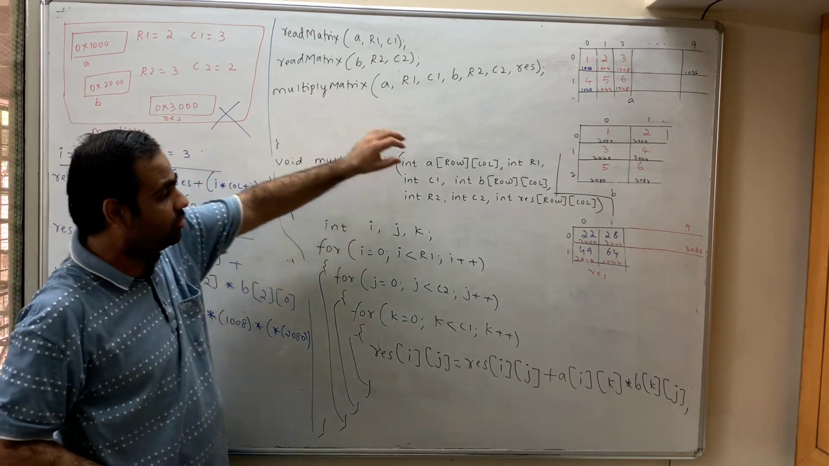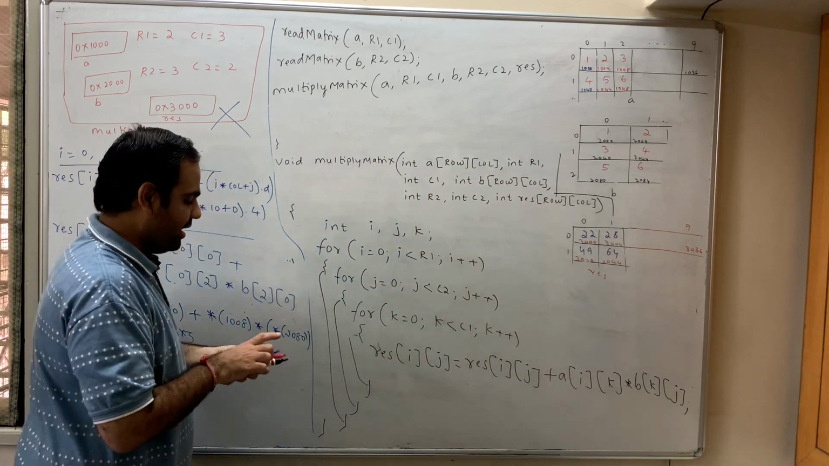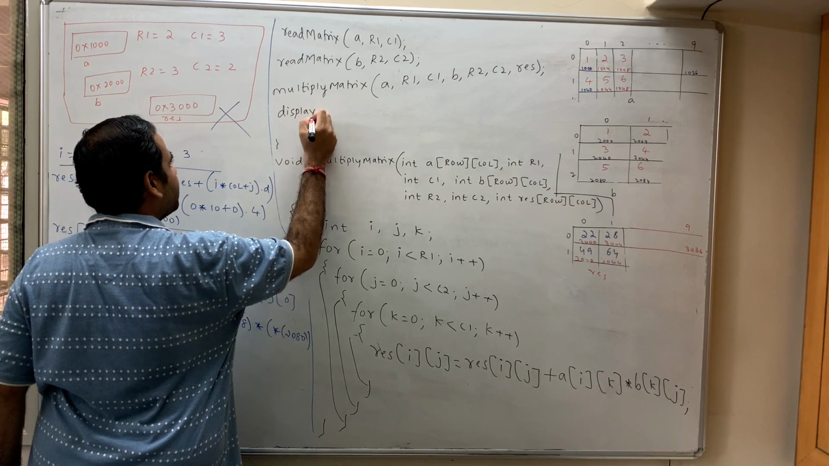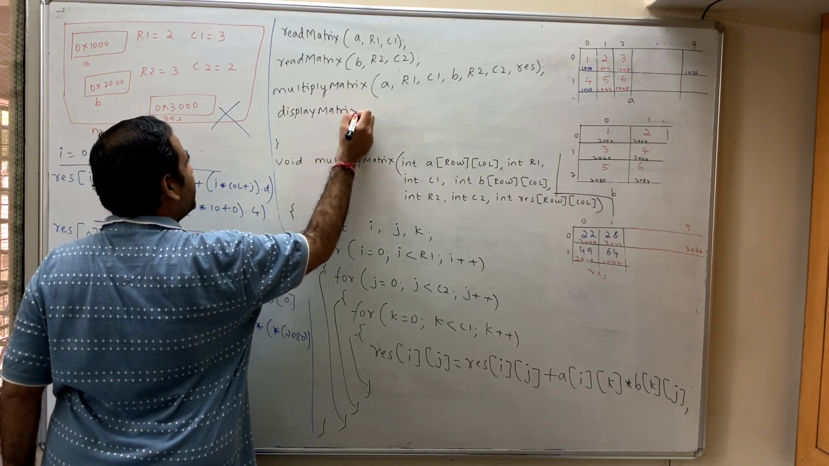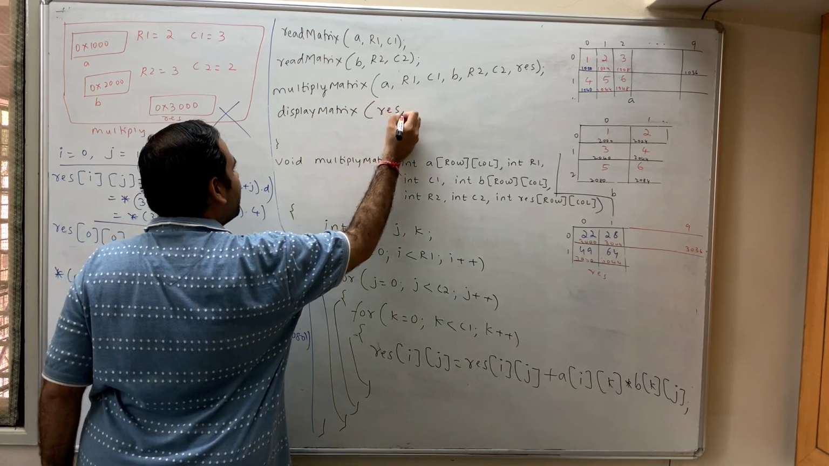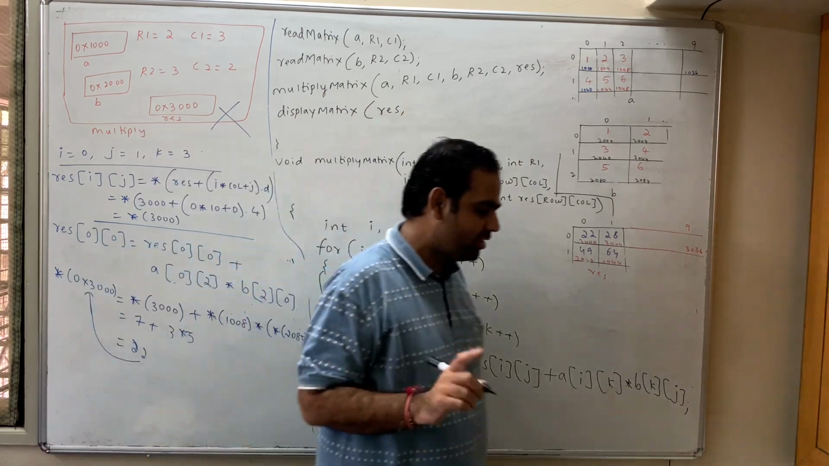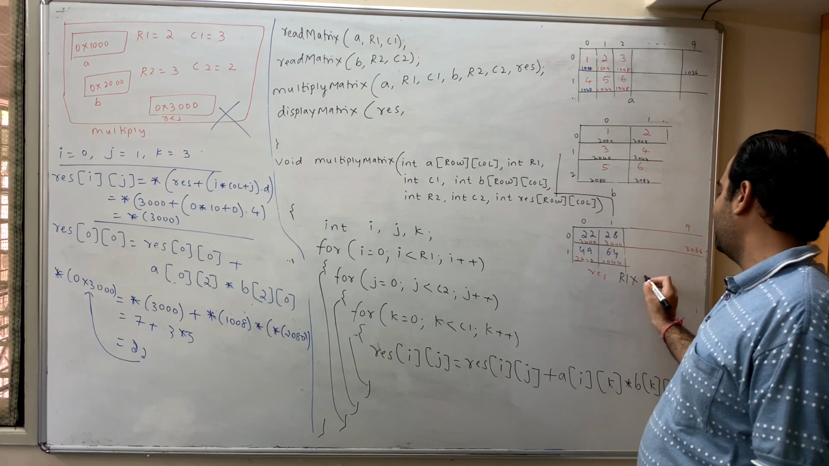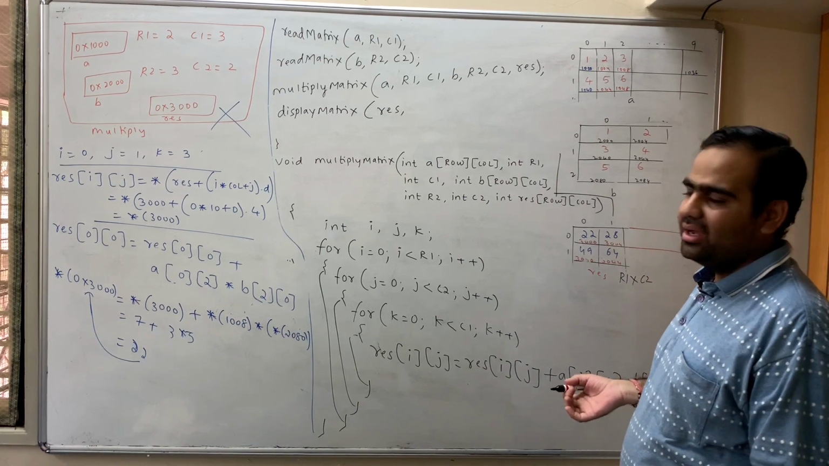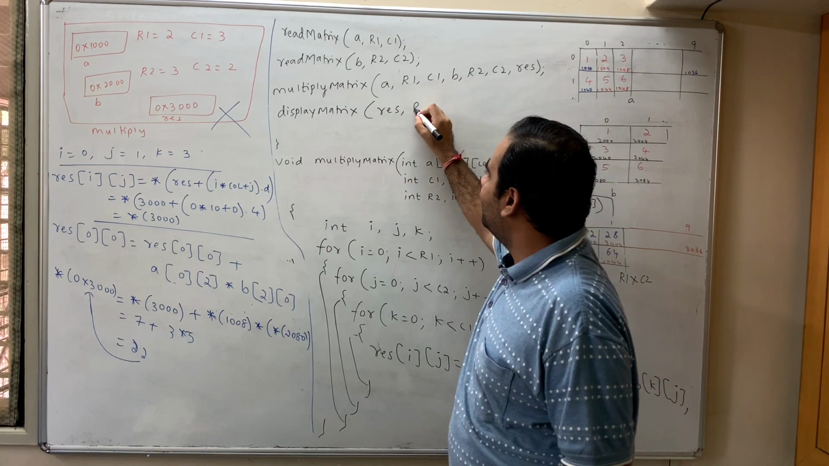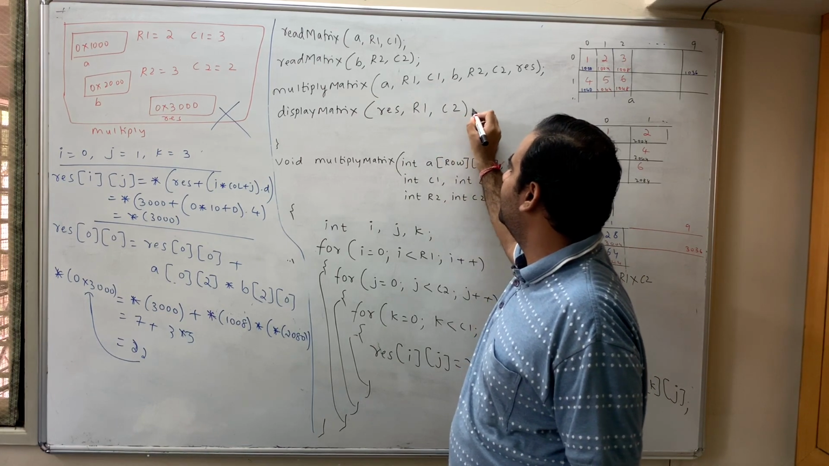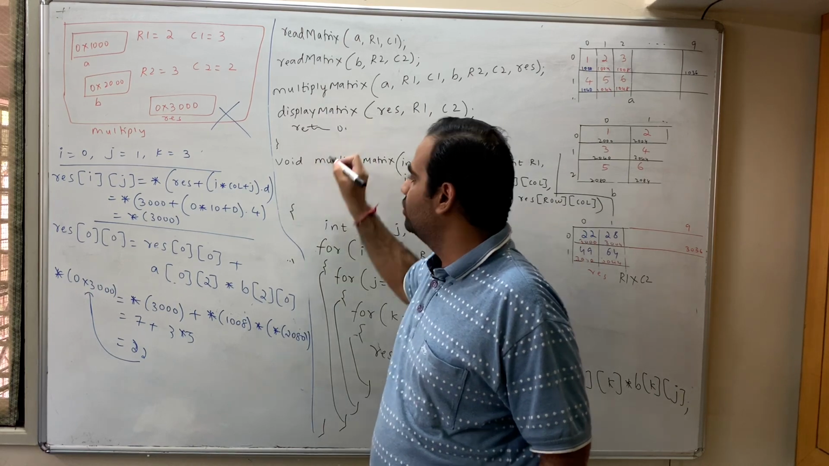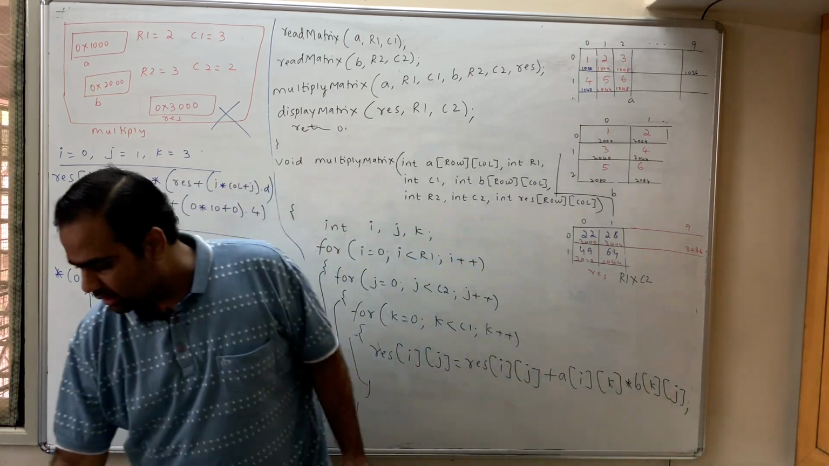And after you come back to main, you have to display the resultant matrix, and for this we will write one function called display matrix. Which matrix we want to display? Resultant matrix. Of what order? What should be the order of resultant matrix? It is R1 cross C2. There are R1 number of rows and there are C2 number of columns. After you display the matrix, you can say return 0 and we stop the program over here.